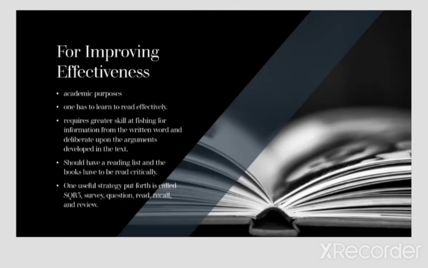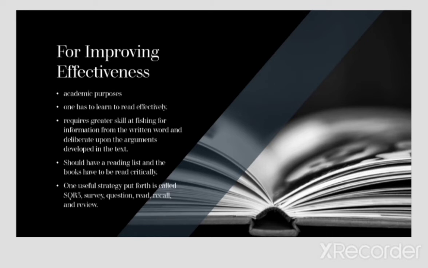Then the next point is how can you improve effectiveness? Particularly if the reading is for academic purpose, how can you improve? How can you read effectively? Well, if you are reading for an academic purpose, you have to bear in mind the purpose of reading first, and not read randomly. And this requires greater skill at fishing for information from the written word.